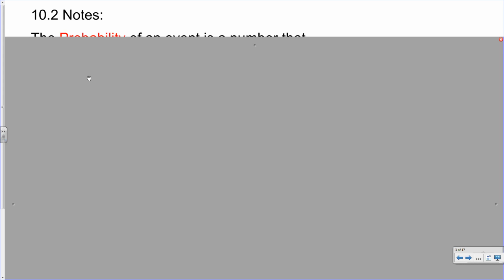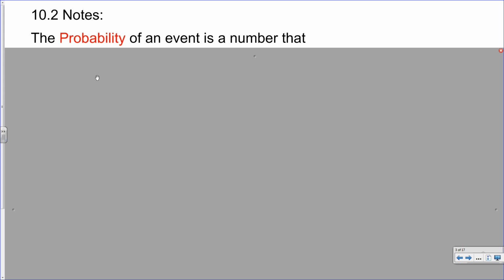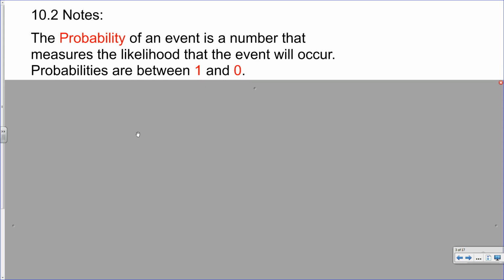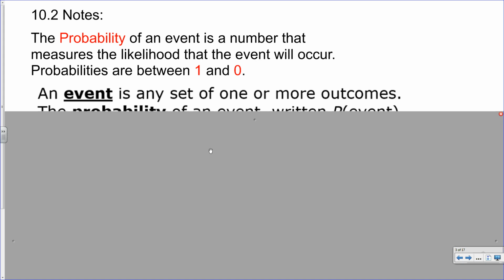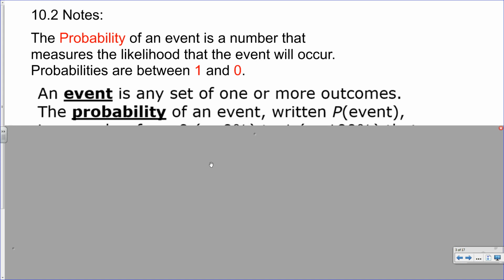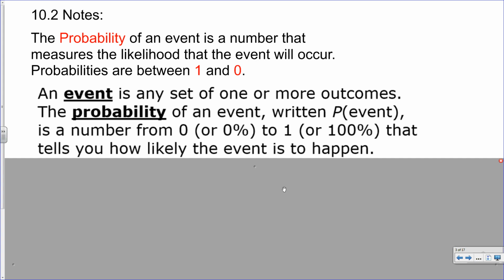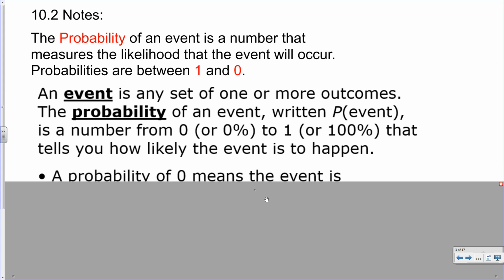So now if you look at your 10.2 notes, we want to talk about probability. The probability of an event is a number that measures the likelihood that the event will occur. Now, probabilities are always between 1 and 0. An event is any set of one or more outcomes, and the probability of an event, when you write it with P and then parentheses whatever the event is, is a number between 0 and 1, or 0% to 100%. And that tells you how likely the event is to happen.